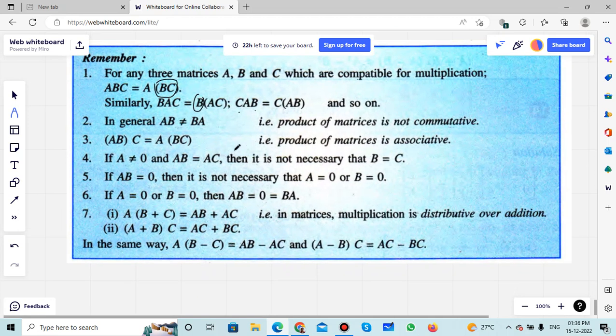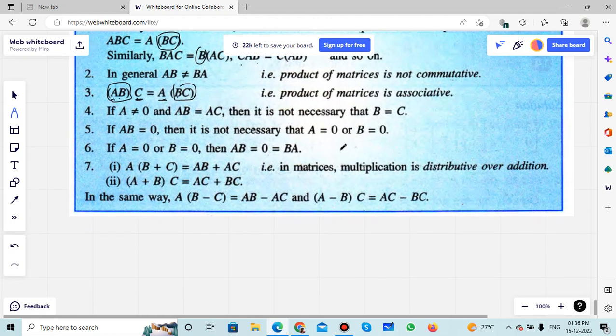Remember, it's not commutative. A into B is not equal to B into A. There is a matrix A and a matrix B. You multiply the two and multiply B into A, and you will not get the same thing. It is not commutative. The same goes for A, B and C. We can multiply AB first, and then whatever comes we can multiply with the C matrix, or we can multiply B and C first, and whatever comes we multiply with the A matrix. It is associative, that is possible, but commutative is not there.